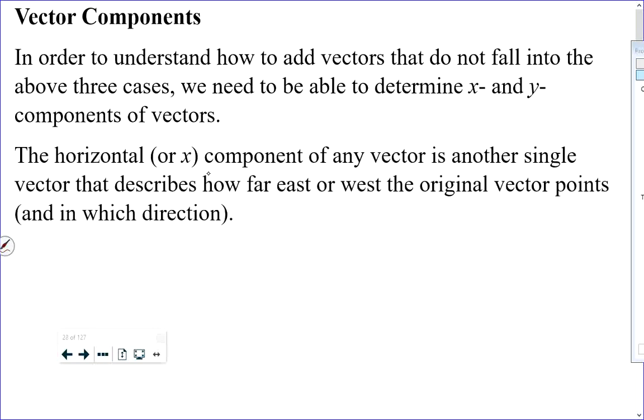The horizontal component of any vector is the single vector that describes how far east or west the original vector points. And if you want to talk about displacement, then I'm saying how far east or west the person moves. So we're going to be working backwards here, and I'll get into more detail with that in a second. But generally speaking, instead of knowing an east and a north and finding the total, you're going to be given a single vector that is in the northeast direction, and you're going to have to find the east and find the north component.